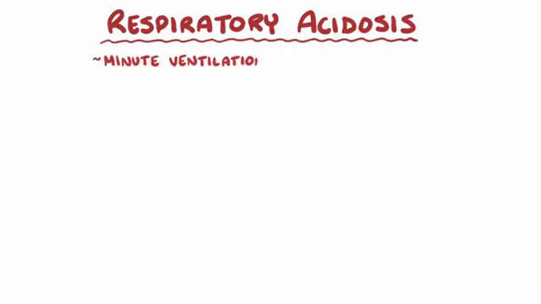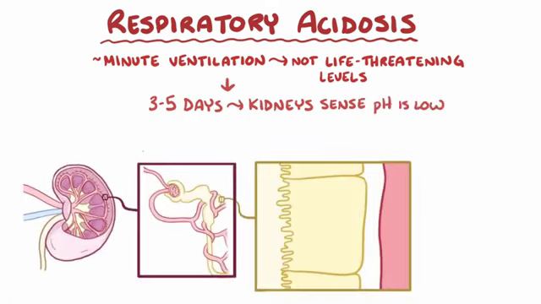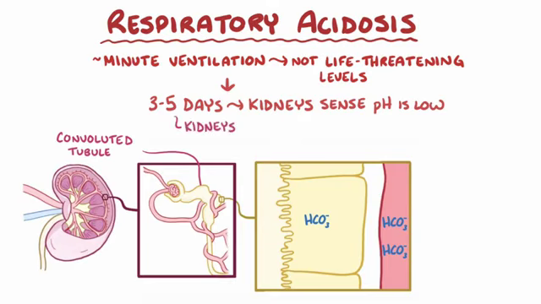Fortunately, if minute ventilation hasn't decreased to life-threatening levels, then within about 3 to 5 days, the kidneys start sensing that pH is too low and step up to help correct the imbalance. More specifically, the cells of the proximal convoluted tubule start generating and reabsorbing more bicarbonate into the bloodstream. In fact, the kidneys are pretty effective in doing this, since they manage to increase the concentration of bicarbonate about 4 milliequivalents per liter for each 10 millimeters of mercury increase in partial pressure of carbon dioxide.